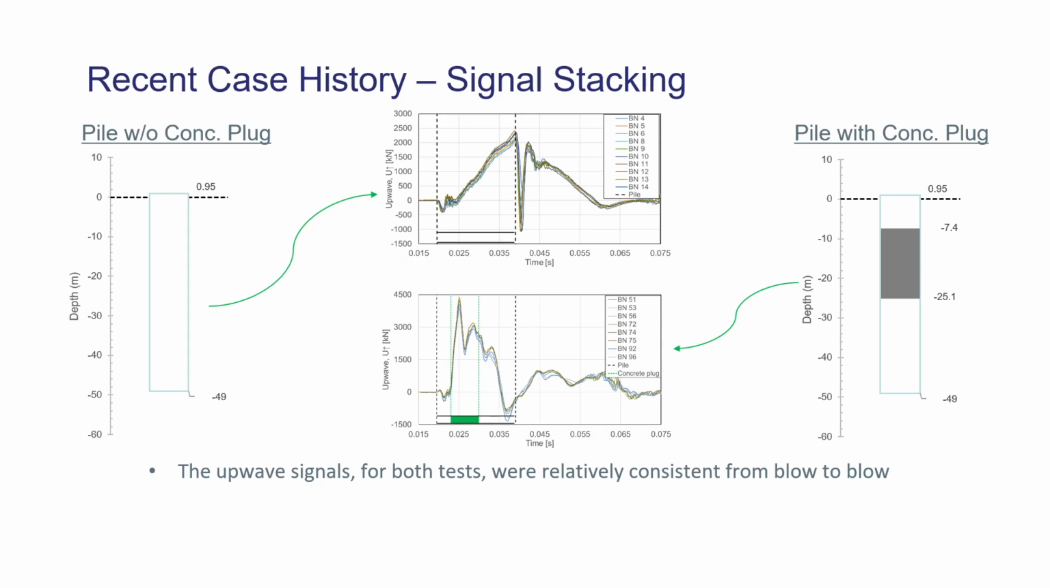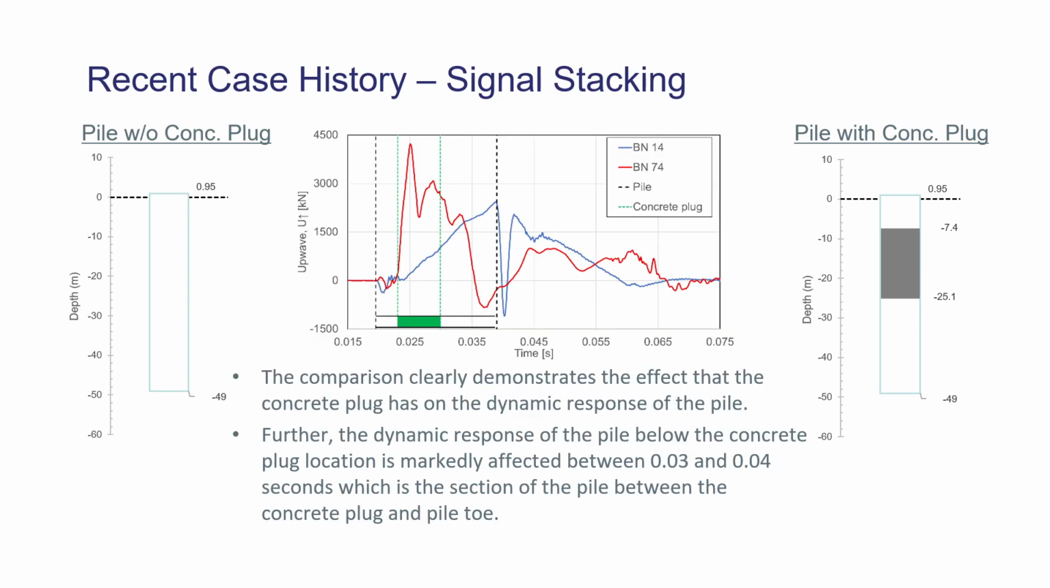And the plug is pretty substantial in what it's doing to the signal. Can barely even tell where the toe is. But the key thing here, what we've seen on other projects with concrete plugs, is after the first couple of blows, we start to see a little bit of debonding. So that first peak in the upwave would fall off a little.